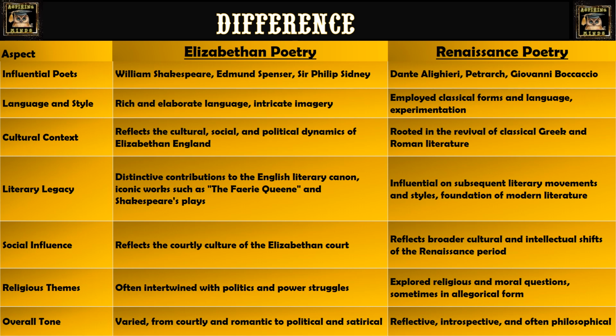To talk about the cultural context, Elizabethan poetry reflects the cultural, social, and the political dynamics of Elizabethan England, while Renaissance poetry is rooted in the revival of classical Greek and Roman literature. Apart from this, there are some other differences as well which are there on your screens. You can take a note of that to understand the key differences between these two forms of poetry.